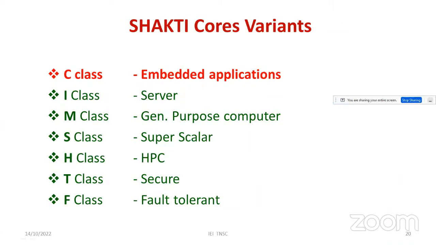IIT has 7 types of SHAKTI cores. 7 variants are available. C class for embedded applications, I class for server and general purpose computers, M class is developed. S class for superscalar, H for HPC, P for secure, F is for fault tolerant. We have selected C class because it is for embedded system applications.